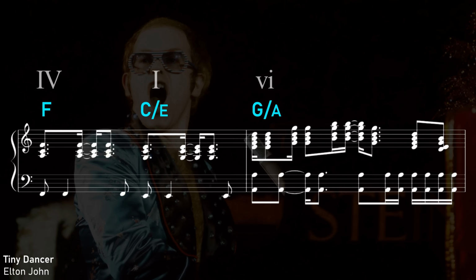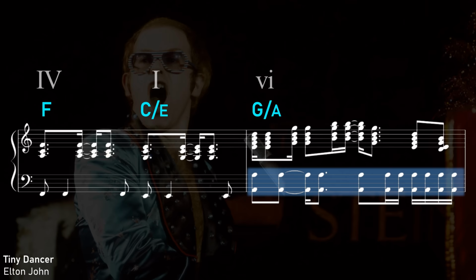As I mentioned, this chord is used in Tiny Dancer by Elton John, specifically in the chorus where we can hear Elton going up various inversions of G over A. So in his left hand he's playing A, whilst in his right hand he's going up different inversions of G, getting this climbing effect through the chord.